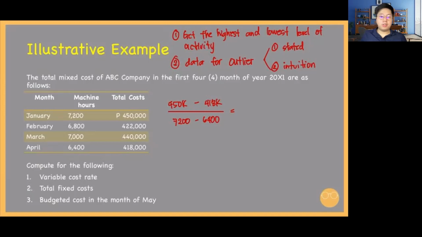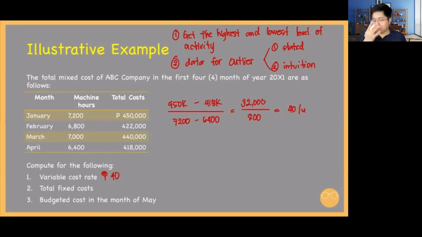Okay, now let's try to solve for the numerator. 450,000 less 418,000, you're going to get 32,000 pesos. Then 7,200 less 6,400, you're going to get 800. Then let's divide 32,000 divided by 800. You're going to get 40 pesos per unit. Meaning to say that in every machine hour, the variable cost rate here is 40 pesos. Okay, so we're done with the variable cost rate.